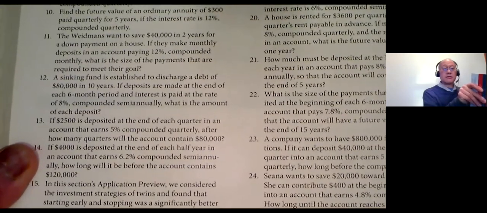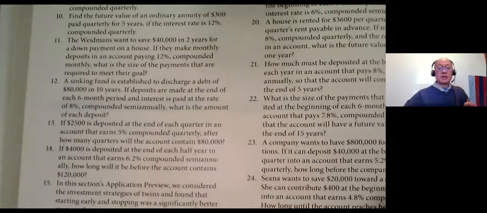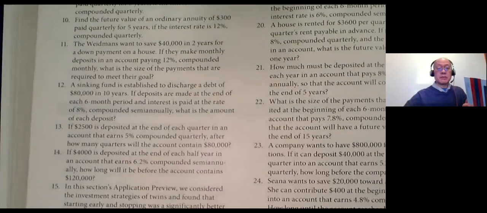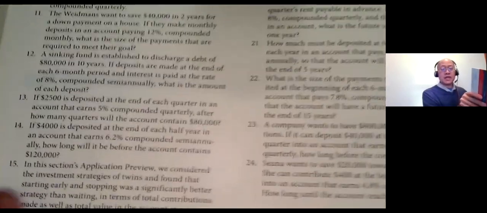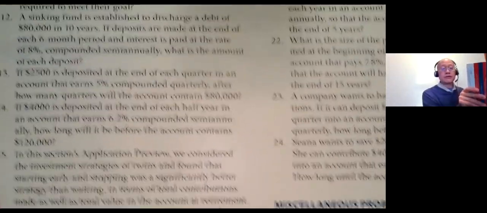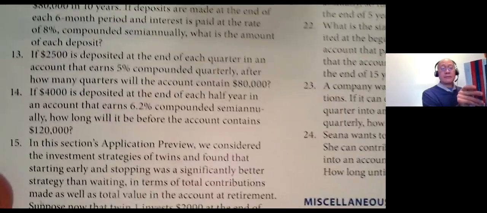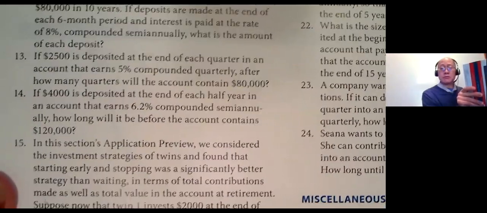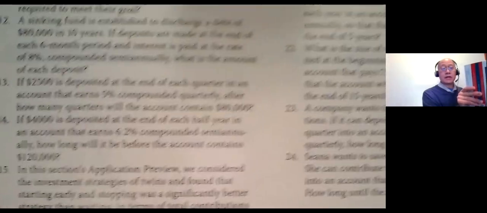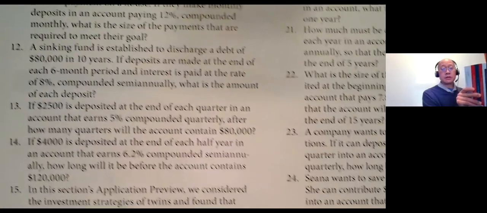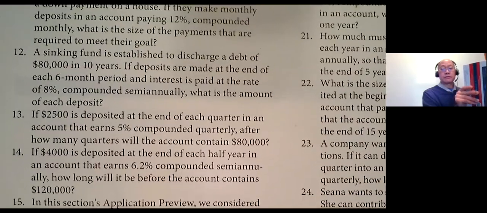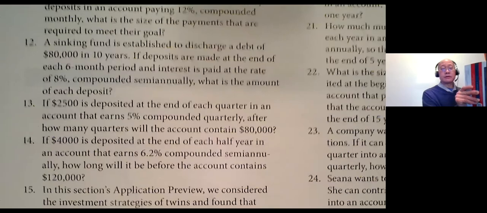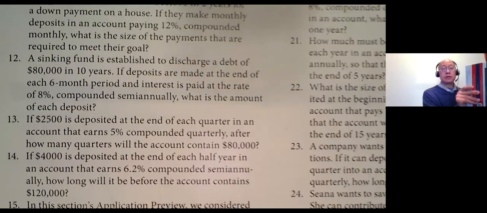So if that's the question you want, let's see, $2,500 is deposited at the end of each quarter in an account that earns 5% compounded. Yeah, that's legitimate. The 15 that's there, okay, no, you don't have to worry about that. Applications preview in my book, maybe it's 15 in your book. Yeah, don't worry about that. But 13 is a legitimate question. Yeah, I may have even done that one. So if that's what you mean, yeah. Okay.